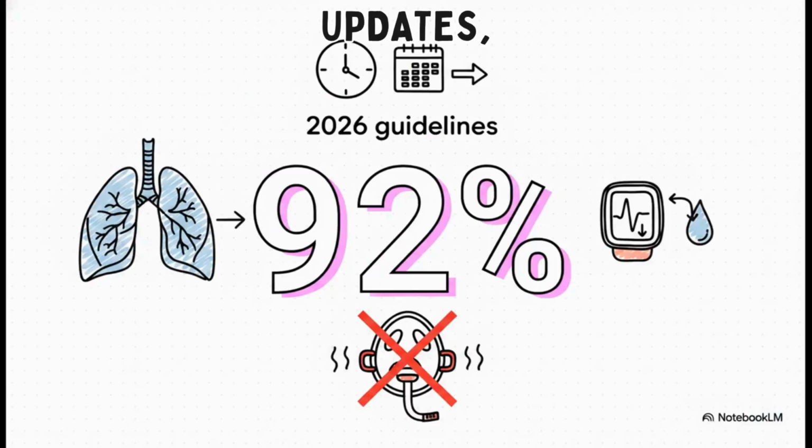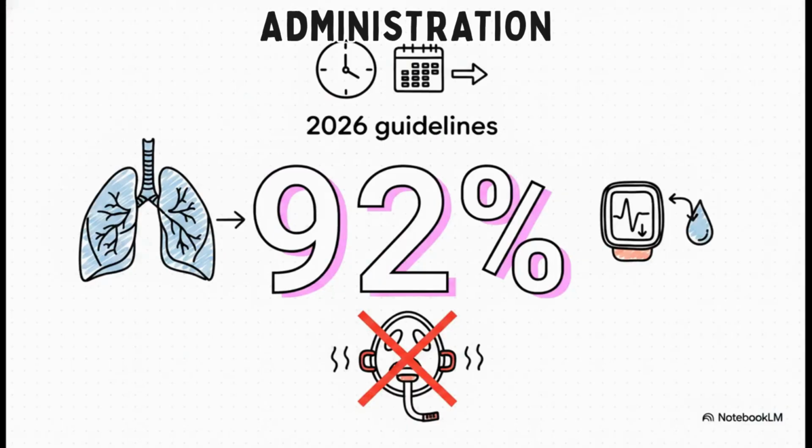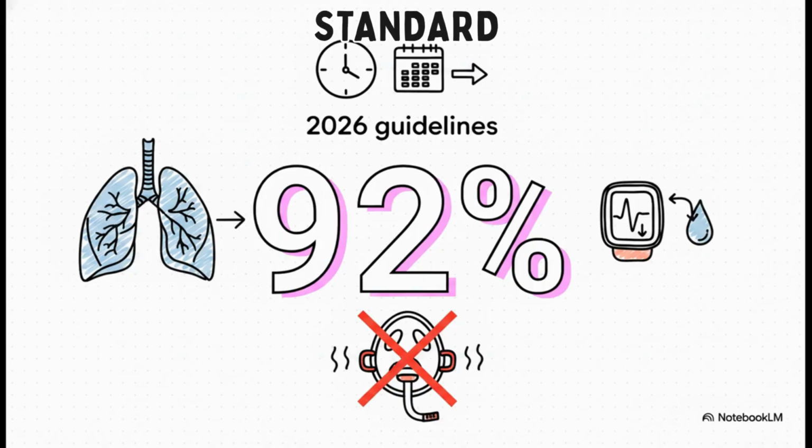And speaking of respiratory updates, aggressive oxygen administration is no longer the default standard either. You should now only administer oxygen to these patients if their saturations drop strictly below 92%. Why? Because blasting them with unnecessary high-flow oxygen can actually worsen ventilation-perfusion mismatch and dangerously alter their systemic metabolic clearance states.